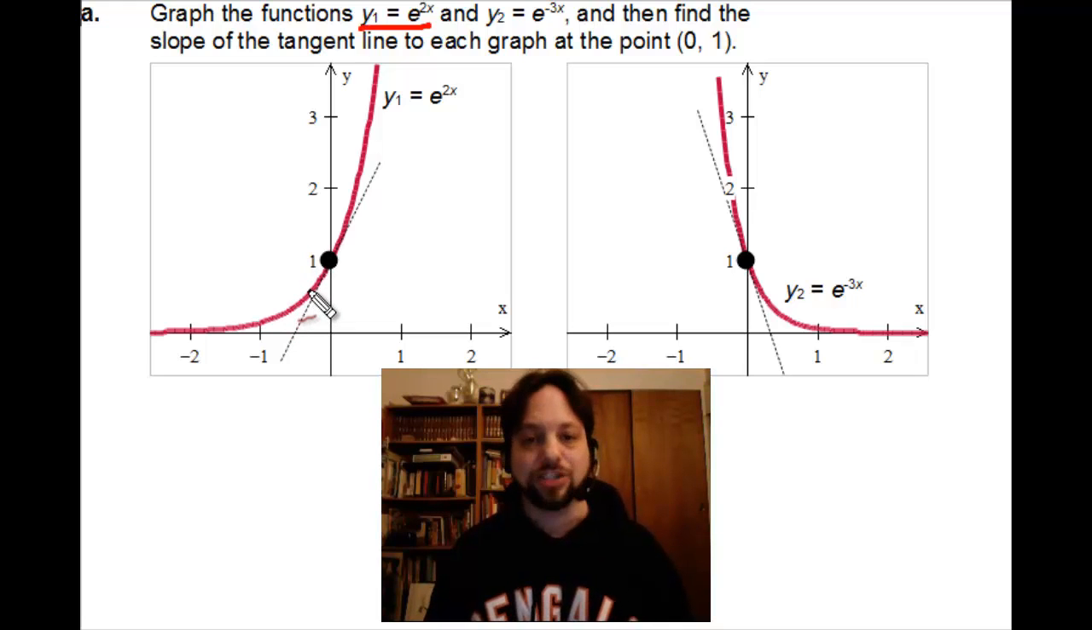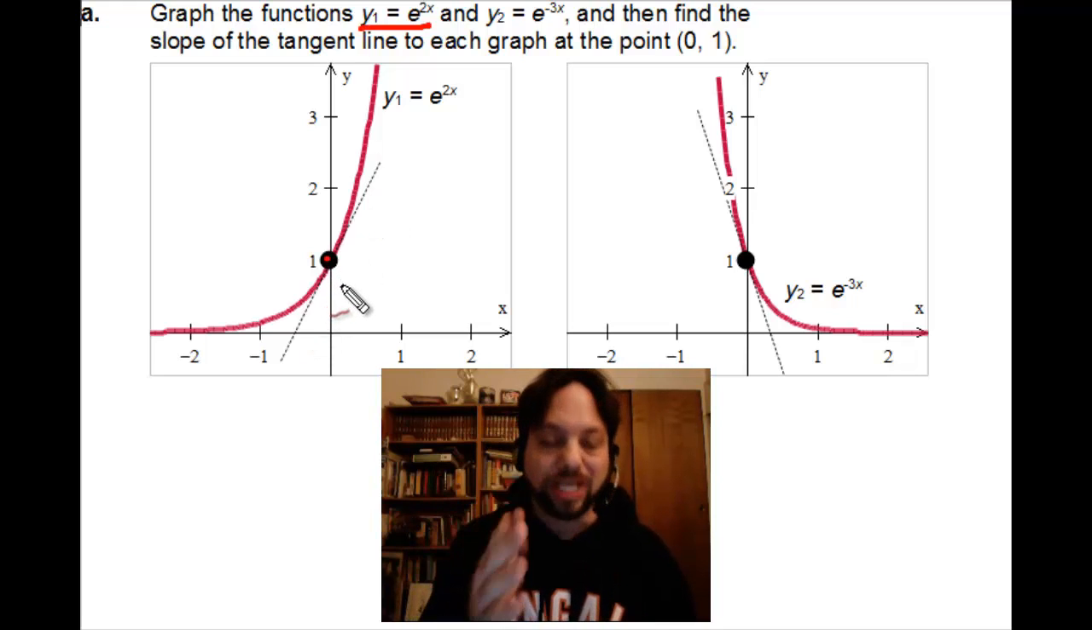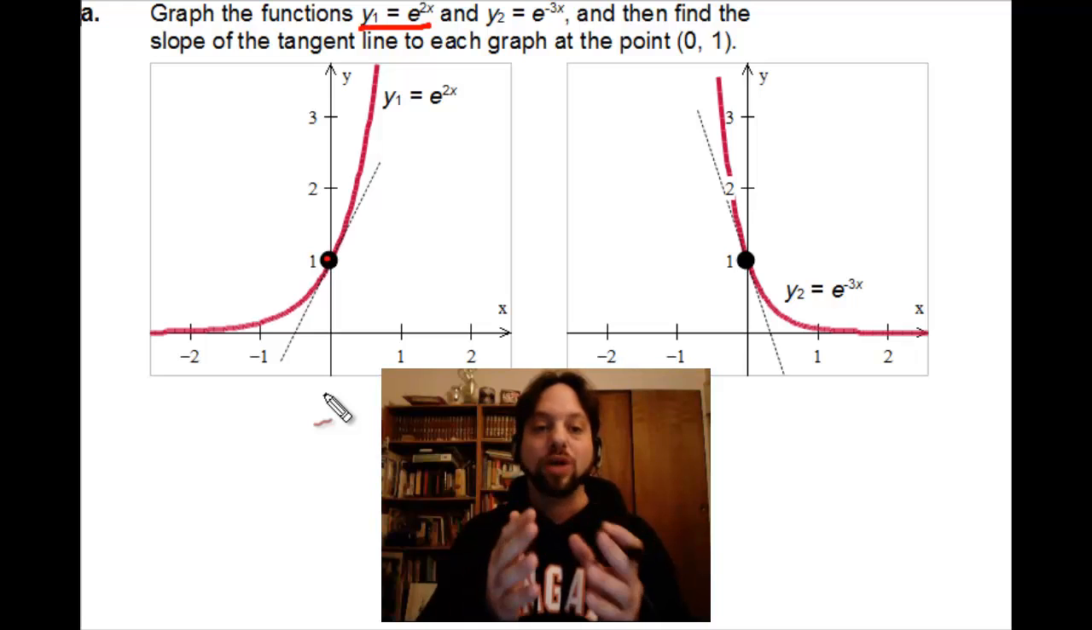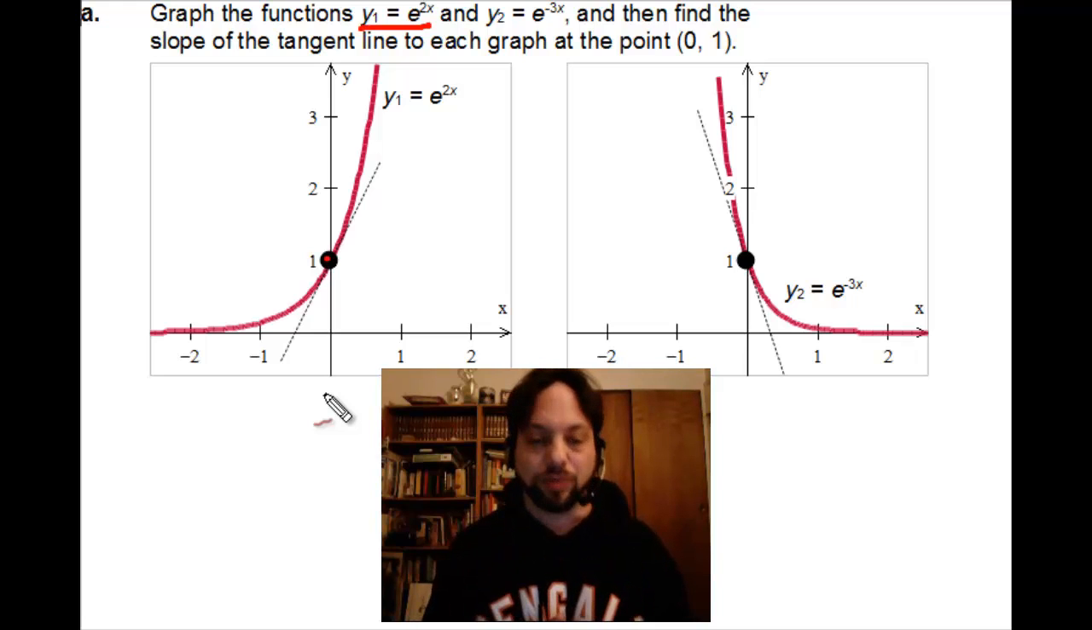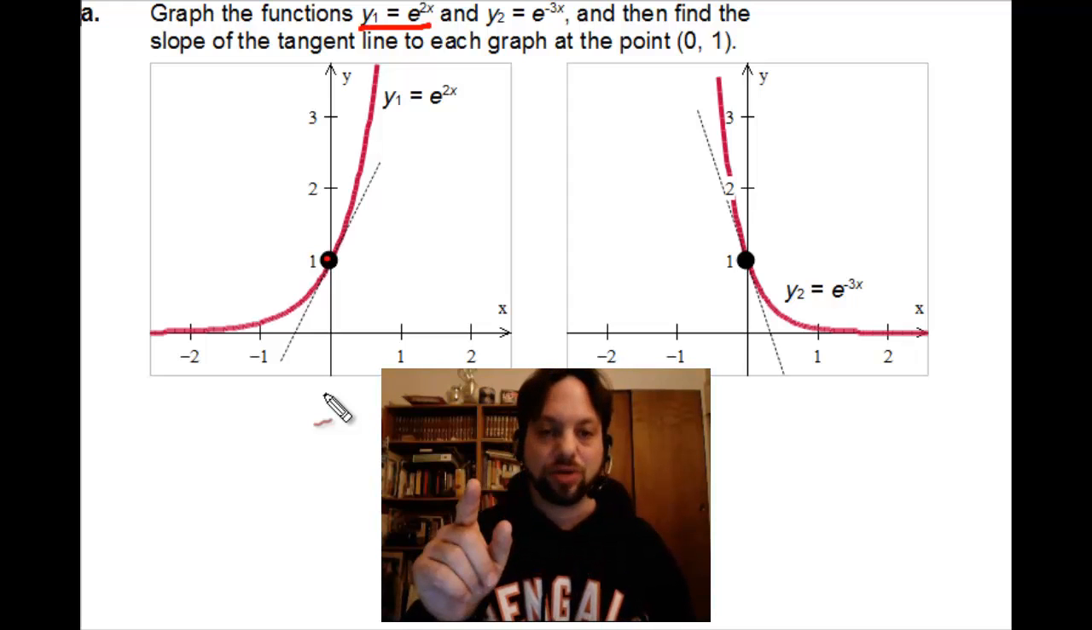And what we're asked to do here is to find the slope of the tangent line that I've drawn here. This is the dashed black line here that is tangent to this graph at the point (0, 1). So, how do we find the slope of that tangent line? Well, if you're in your calculator and you're looking at this graph right now, what I want you to do, if you have a TI-83 or 84, is go ahead and hit second calc.